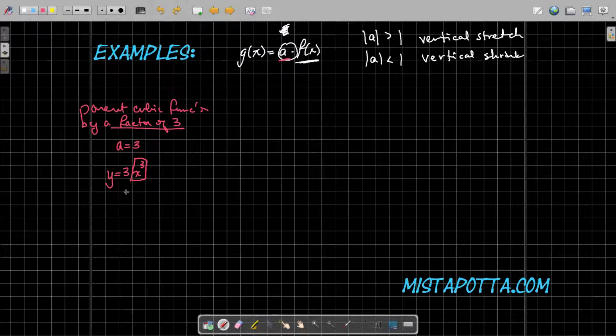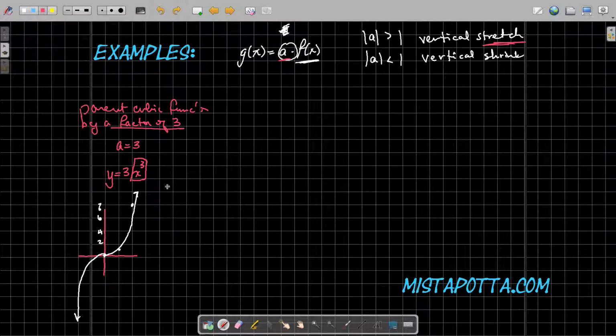Now, what this does, because I'm stretching by a factor of 3, this is our vertical stretch. So normally our function is going to pass through the origin and the point 1, 1, and the point 2, 8. Again, counting by 2's here just to make this a little bit more to scale. And of course, this is an odd function, so I'm going to have that symmetry as well.